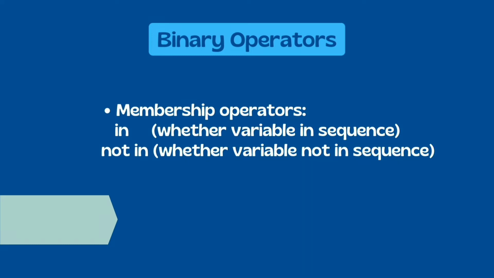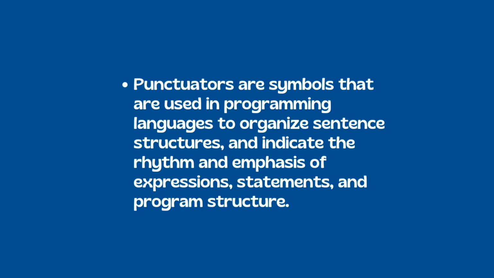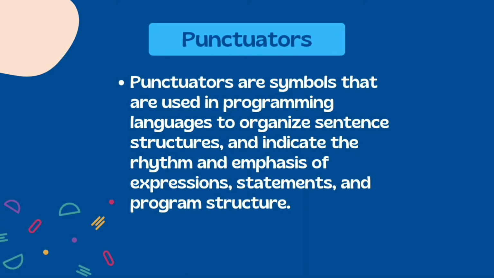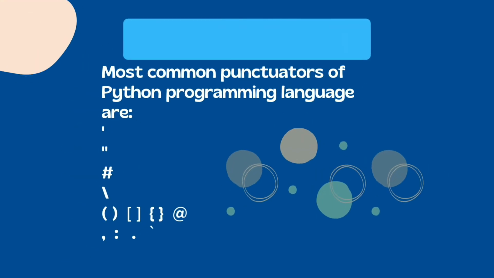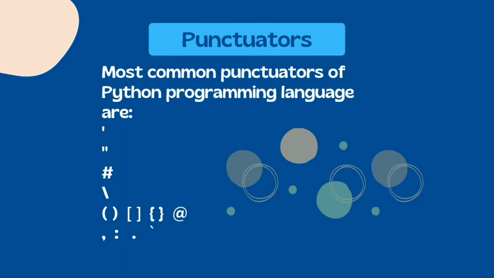Okay, let's move further to the next token, that is punctuators. Punctuators are the symbols that are used in programming languages to organize sentence structures and indicate the rhythm and emphasis of expression, statements, and program structure. Okay, for example, comma, semicolon, braces, brackets, hash, slash, etc.